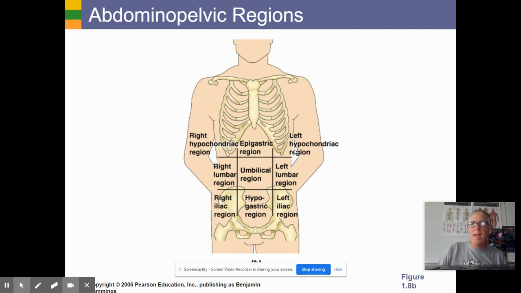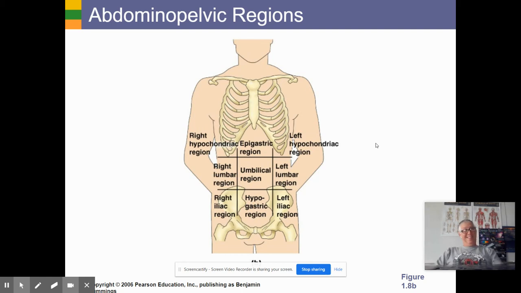Hypochondriac and iliac. One of the ways that I remember this is that H comes before I. H is on top, or superior, to the iliac region. Man, I'm getting those mixed up this morning. H is superior, comes first before the iliac region. That's how I remember those things. Umbilical, everybody remembers the umbilical region.